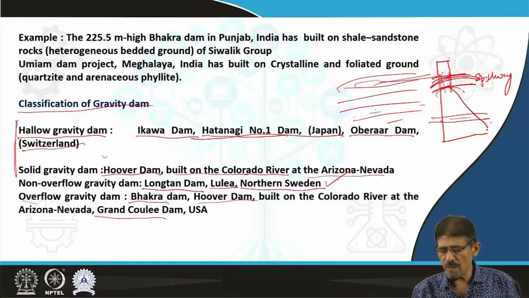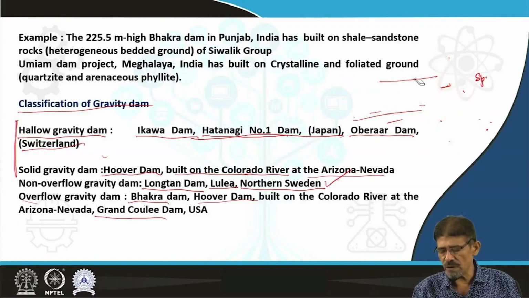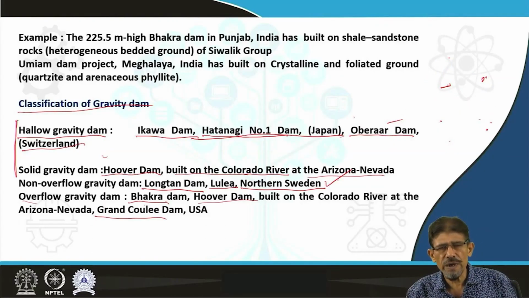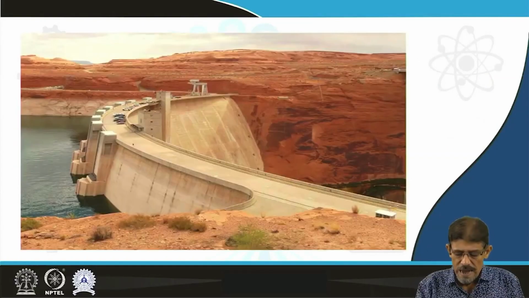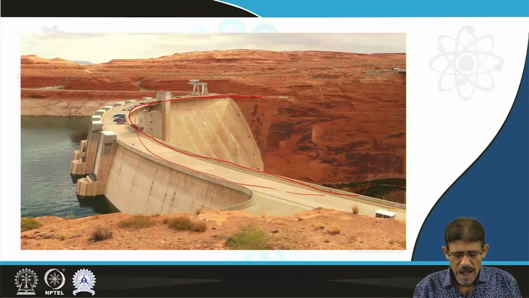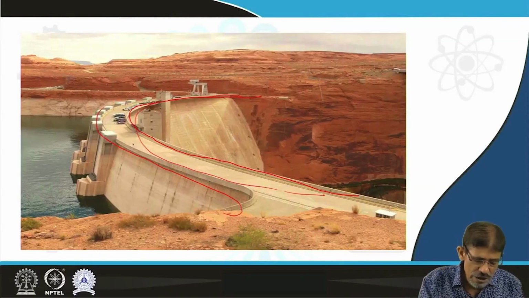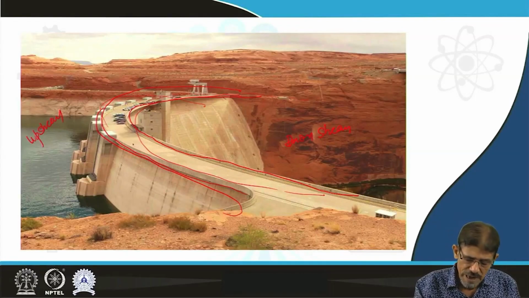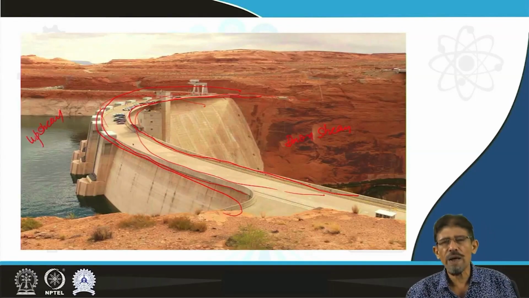Nowadays we are more advanced in dam technology. So with this we are going to enter the arch dam. As the name indicates, it is arch in shape. This convex side is the upstream, this is the downstream. The upstream side is convex in geometry, and the downstream side is concave in overall appearance.